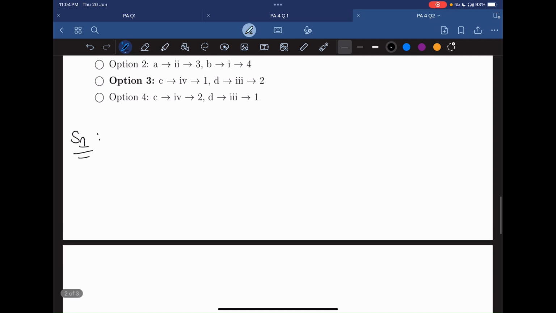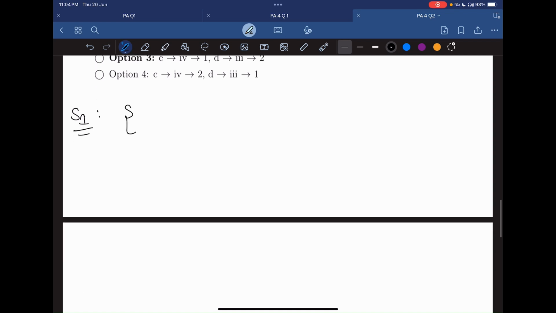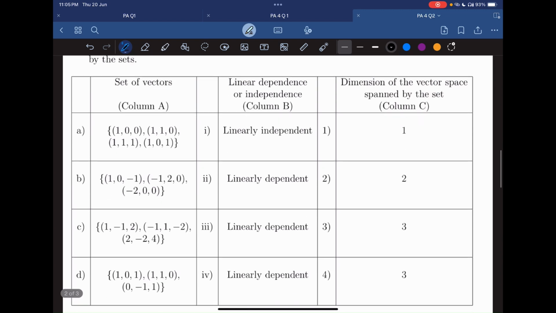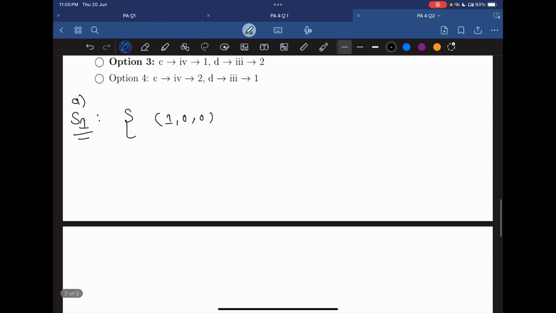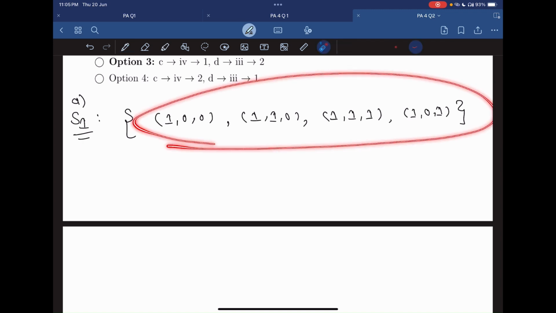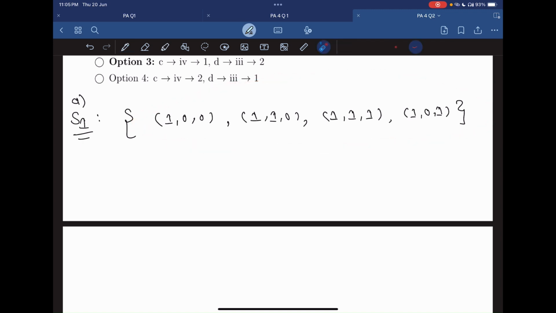We have set S1 as, so this is from the option A from here. 0, 1, 1, 1 and 1, 0, 1. So we have 4 vectors in R3. So clearly they are linearly dependent.